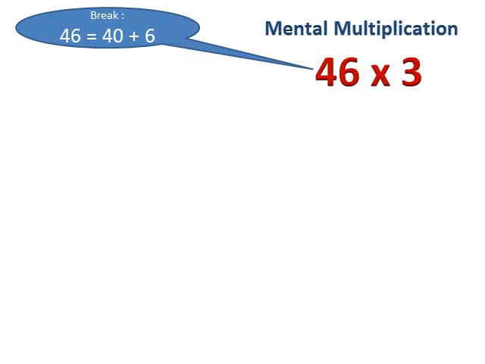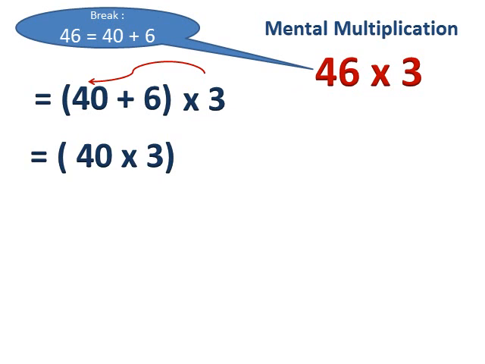Next one. Let's try this one. 46 times 3. You can break 46 into 40 plus 6, right? So let's write that here: 40 plus 6, that's your 46, times 3. This is just like the previous page. So we distribute that, 40 times 3, and then in between is plus 6 times 3.